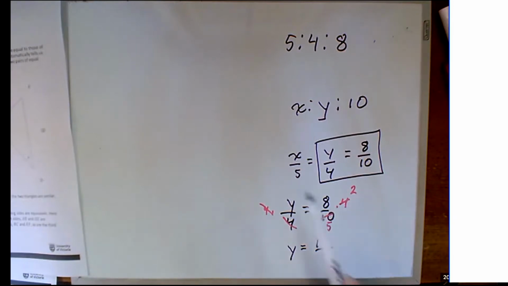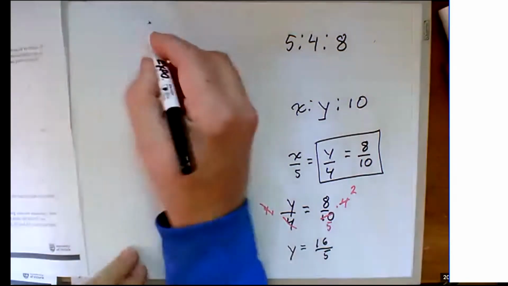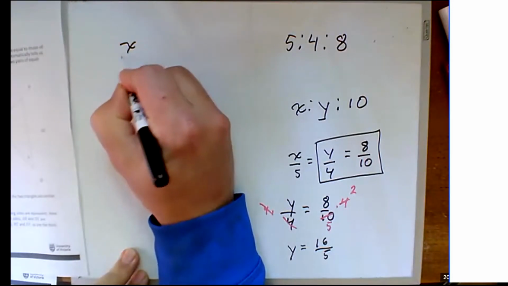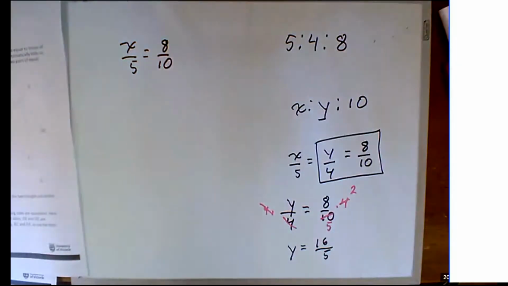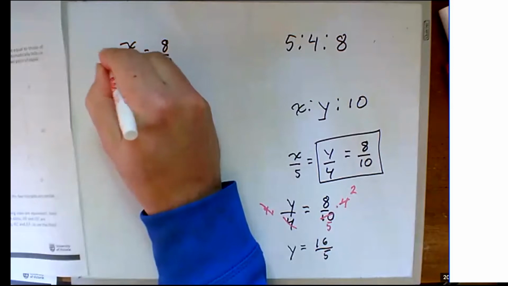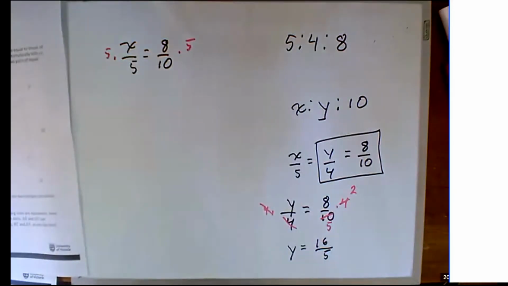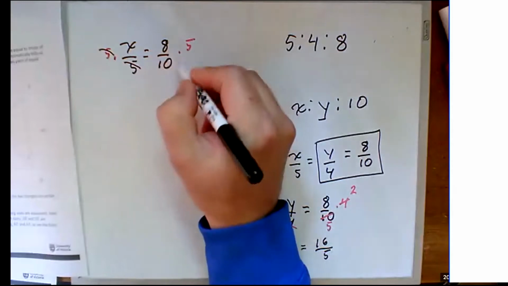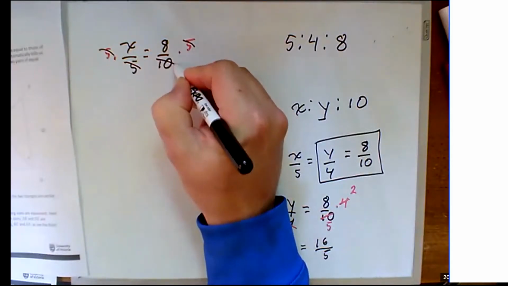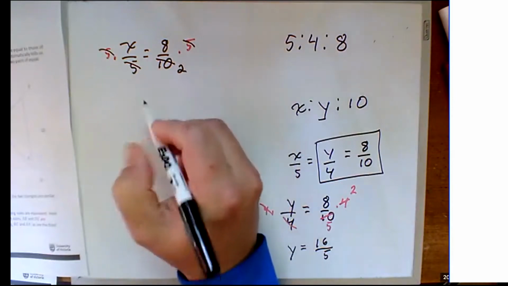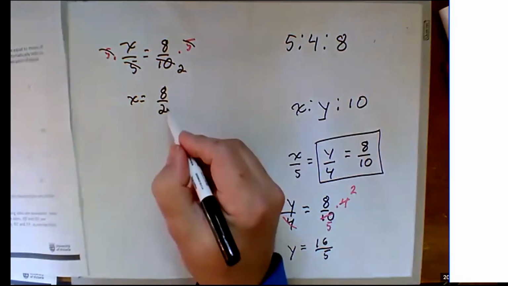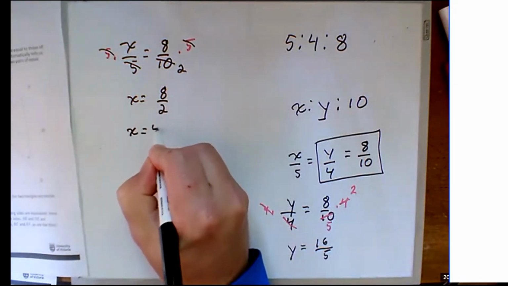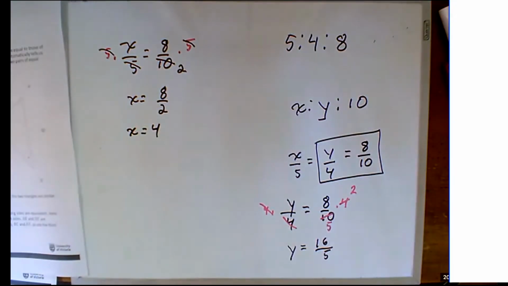Carrying on, I can do the same thing again to solve for X. So up here, I've got X over 5 is going to be equal to 8 over 10. Again, we'll multiply by 5 on both sides. 5's on this side cancel. 5 divides by 5, leaving us with 1. 10 divides by 5, leaving us with 2. And then this can simplify. 2 can go into 8 4 times. And that's how we solve those triangles.